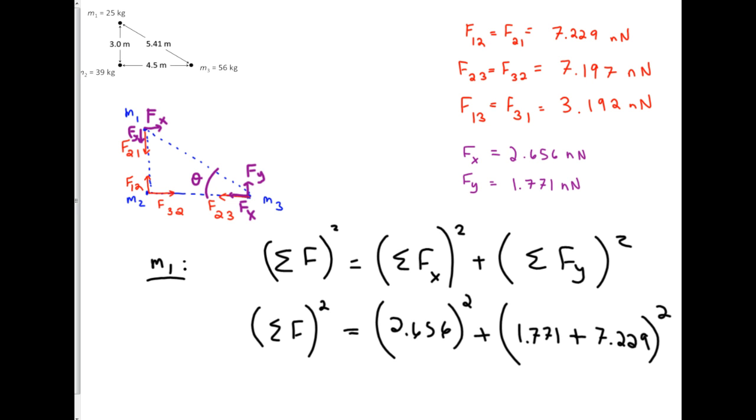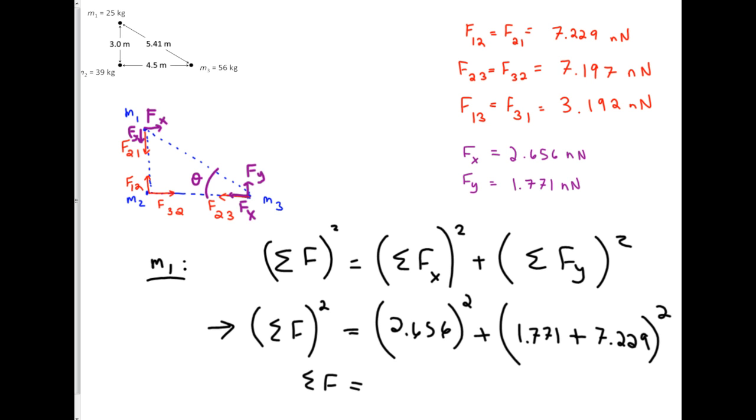You might be thinking, shouldn't those y forces be negative because they're down? Well, you can make them negative. You can choose for down to be the negative direction. But it doesn't matter, because when we square it, any negative sign will go away. So when I calculate the net force, I do 2.656 squared plus 1.771 plus 7.229, all in parentheses, squared. And I take the square root.